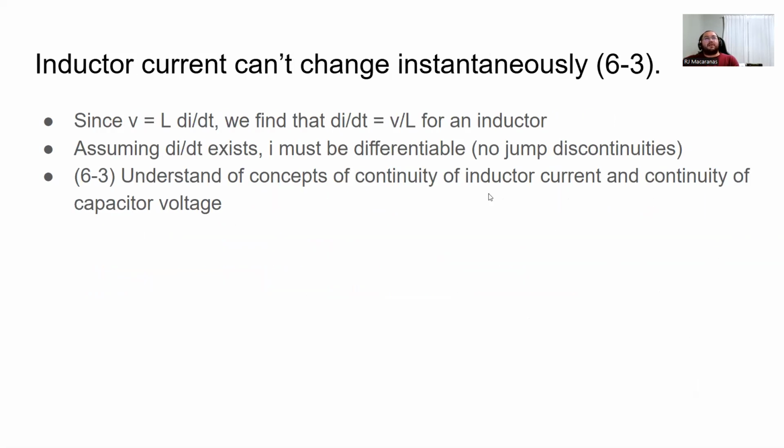Going back to the concepts of continuity, the inductor current can't change instantaneously. We've got V equal to L di/dt, and we can solve for the change in current over time: di/dt is V over L. Again, this assumes that this derivative exists. So the current must be differentiable and can't have any jump discontinuities, and therefore this current can't change instantaneously.